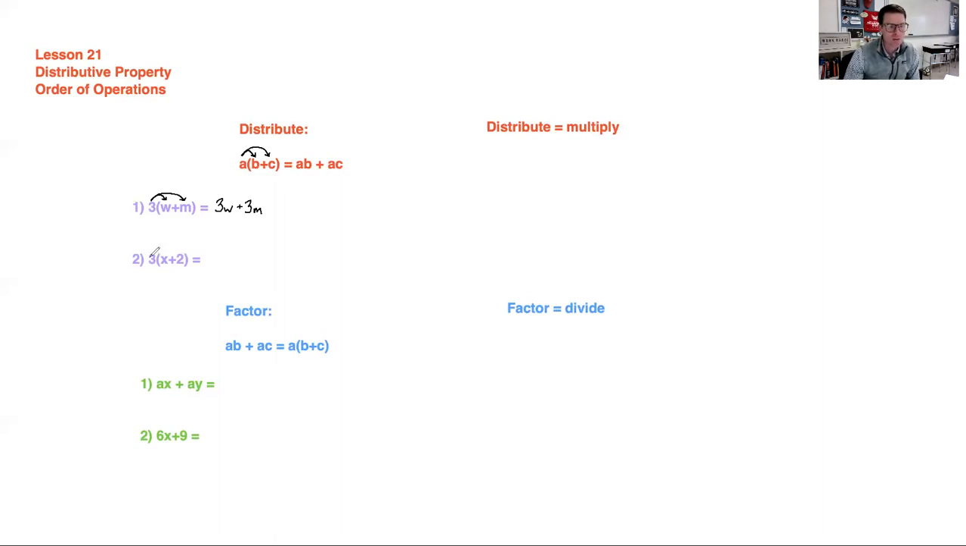Again, I'm distributing a 3 to both terms in the parentheses. I'll do one at a time. My first arrow goes to the X, gets me 3 times X, which is 3X. My second arrow gets me 3 times positive 2, which is positive 6. So this answer is 3X plus 6. You'll see a handful of these on your practice set. I think you should be fairly familiar with this.